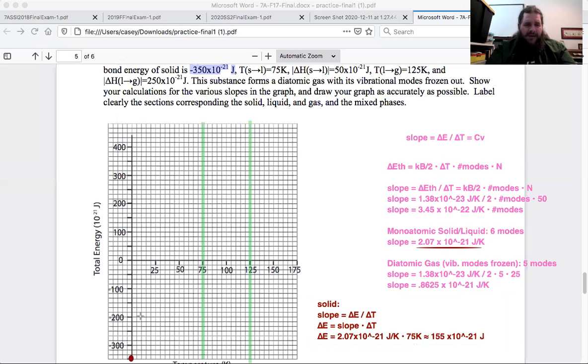So let's mark that on the graph. Negative 195, pretty close to 200, right about there. So that represents the energy when we get to the melting point, 75. And in between, we should just have a straight line, because we've got this consistent, constant value for a slope. But if we keep adding energy, what's going to happen?